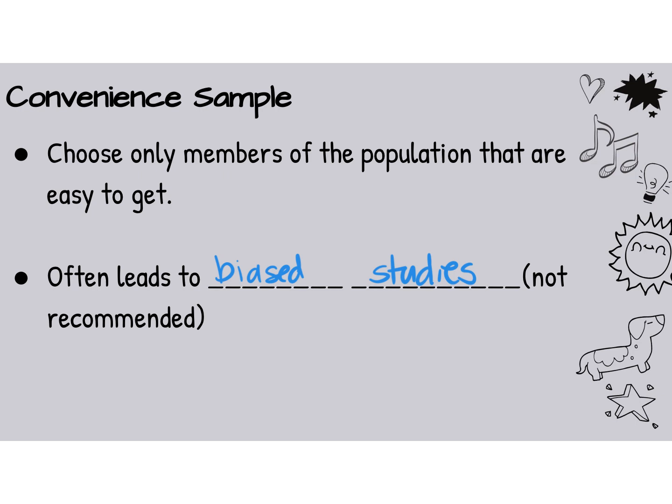We also have a convenient sample. This is not a random sampling technique. This is you choose only members of the population that are easy to get to. This often leads to biased studies, and it is not recommended.